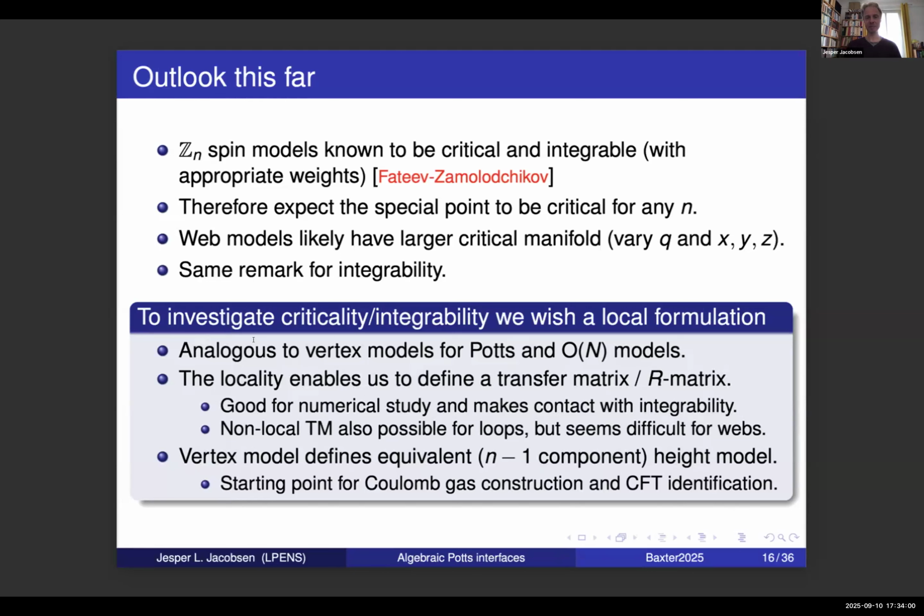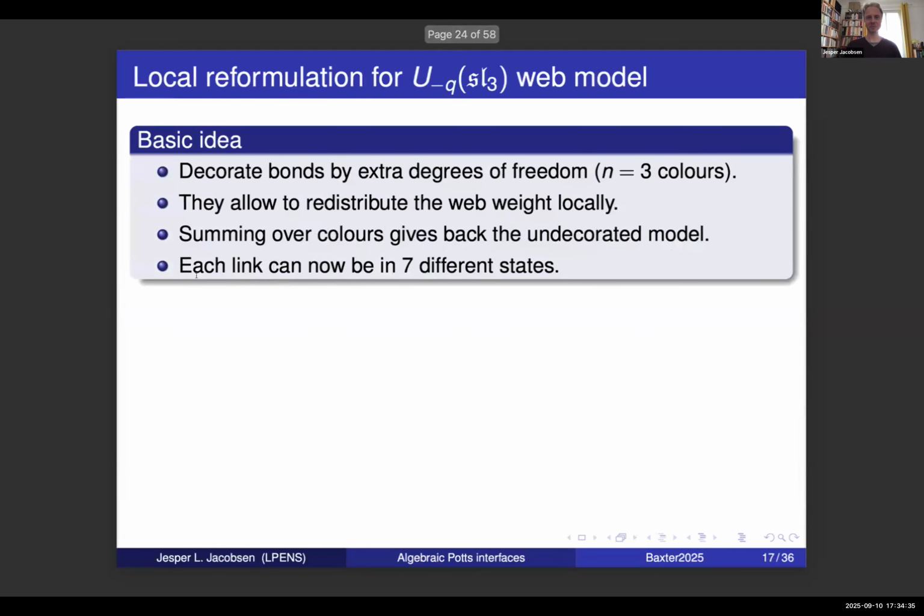So the locality enables us to define a transfer matrix or an R matrix, which is good both for numerical studies and to make contact with integrability. And it's also good for defining a Coulomb gas construction, which has played a big role in the study of these models, because the heights differ when you go through these vertices depending on their orientation. So the question is, can we take now a web model and can we turn it into some kind of local vertex model? And this is what I'm going to address now.